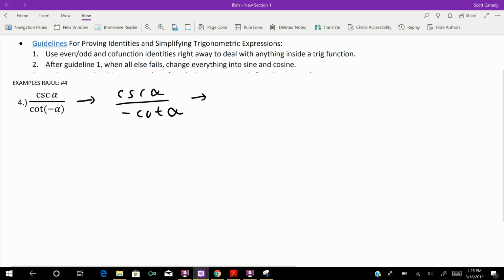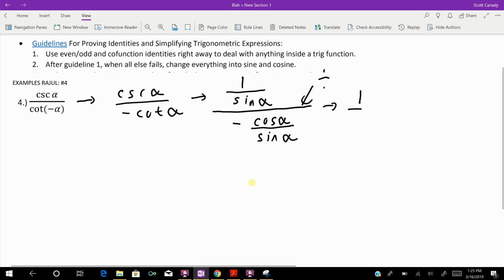Now, it looks like we're going to change everything into sines and cosines, so let's go ahead and do that. Cosecant of alpha becomes 1 over sine of alpha divided by, and then cotangent of alpha becomes cosine of alpha over sine of alpha. Now remember, this division bar is a divided by, so let's change that. That's going to become 1 over sine of alpha divided by negative cosine of alpha over sine of alpha.